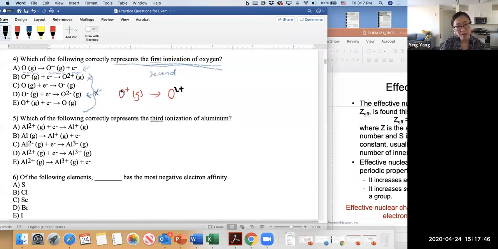So going from 1+ to 2+, still in the gaseous state, plus 1 electron. So this represents the second ionization of oxygen. Which leads us to question number 5. Which of the following correctly represents the third ionization of aluminum?